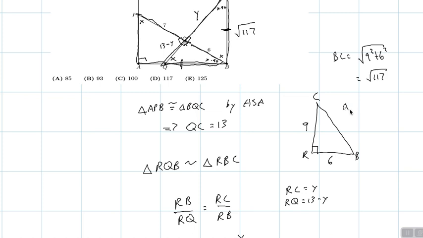Therefore, the area of the square is just root 117 times root 117, or root 117 squared. So the area of the square is 117. The answer is choice D.